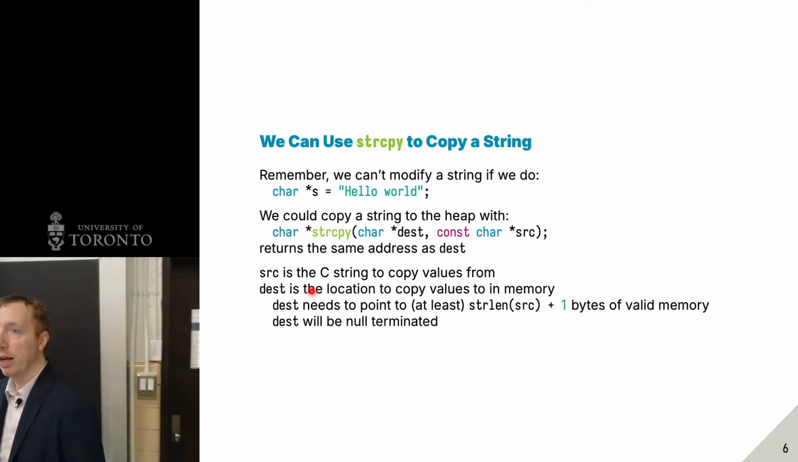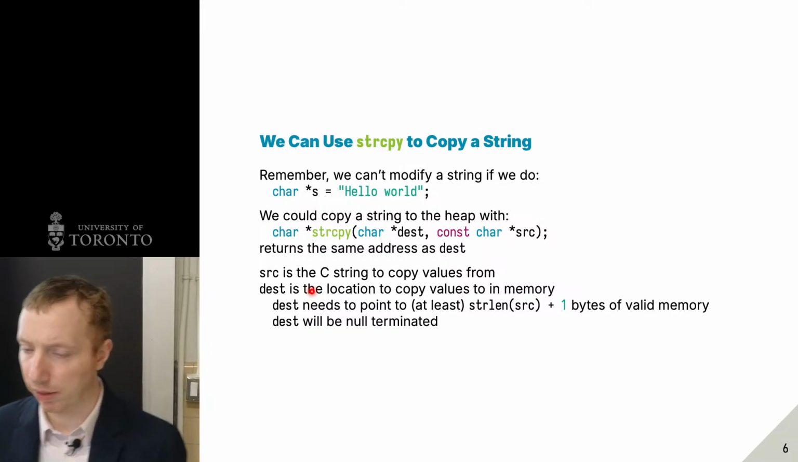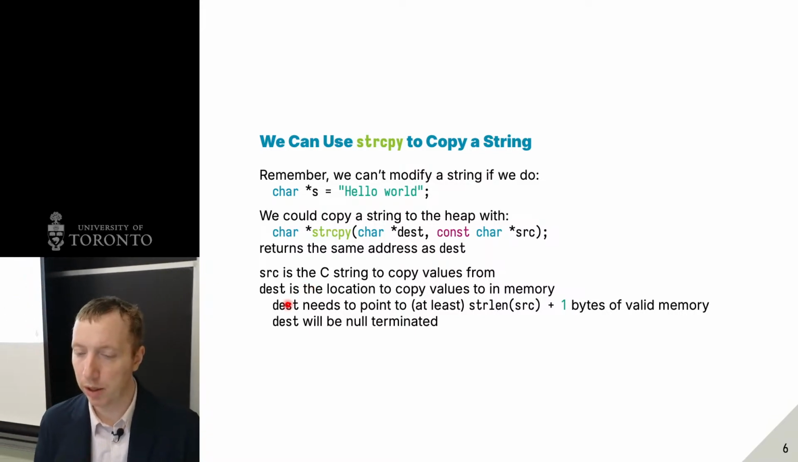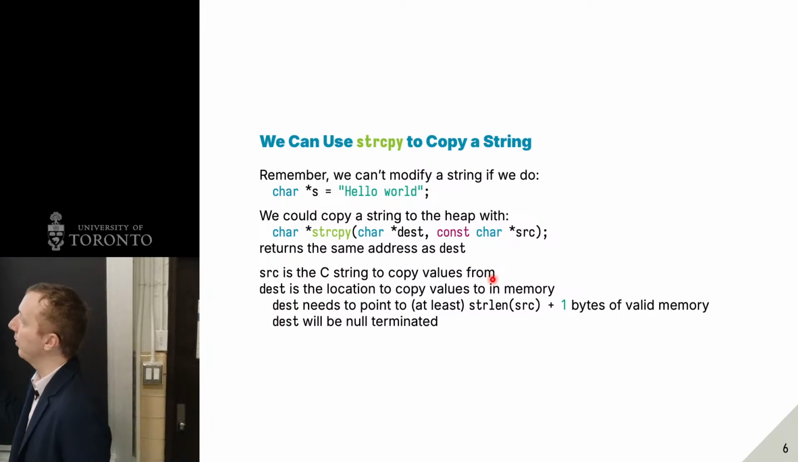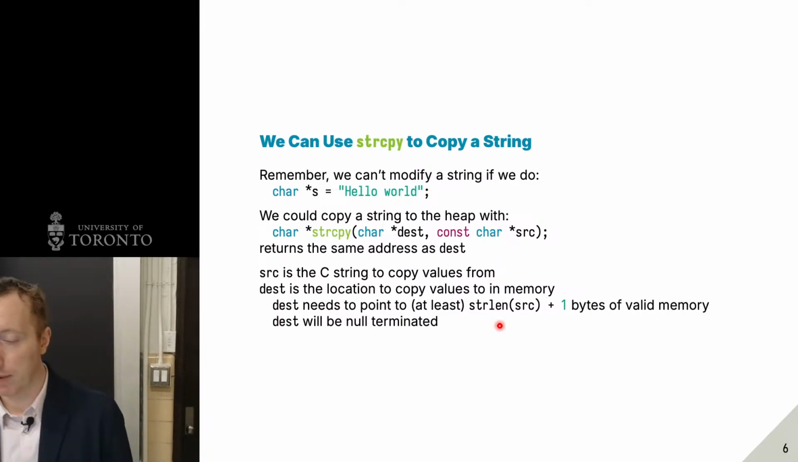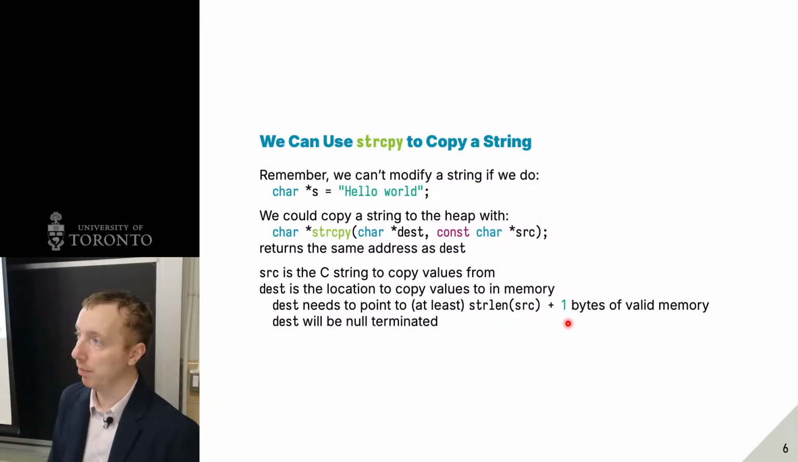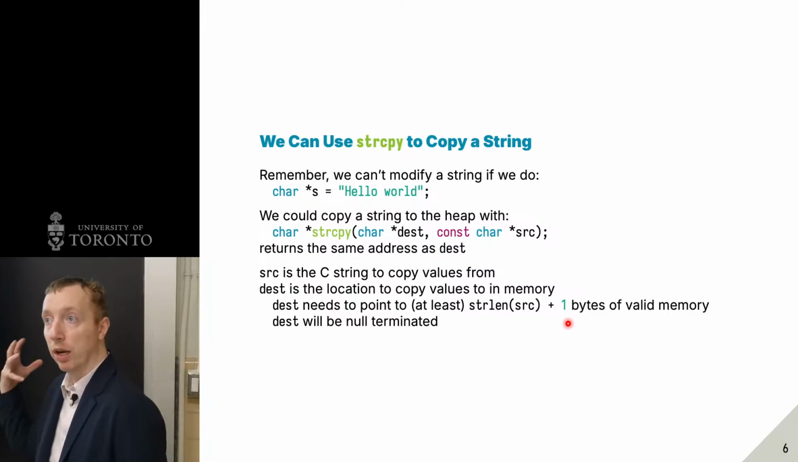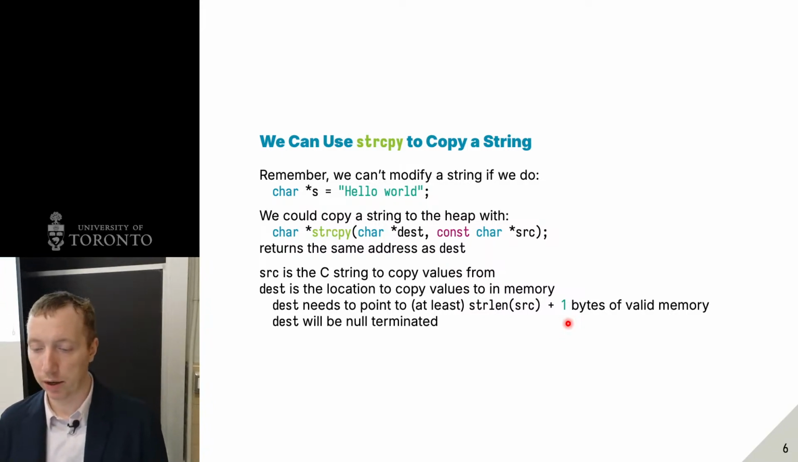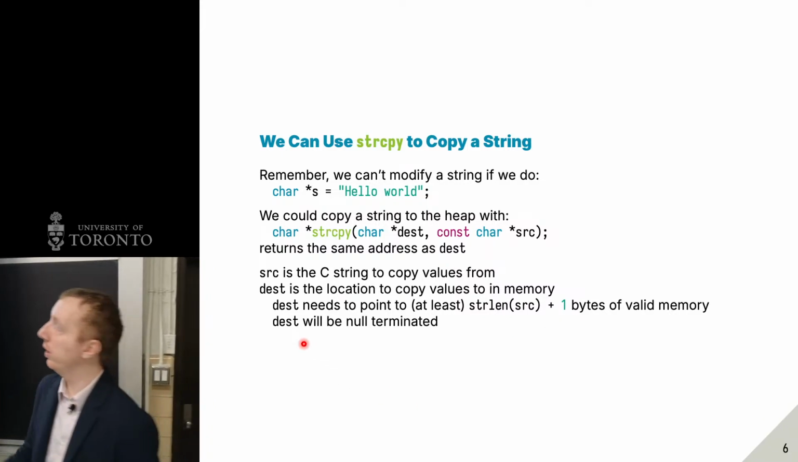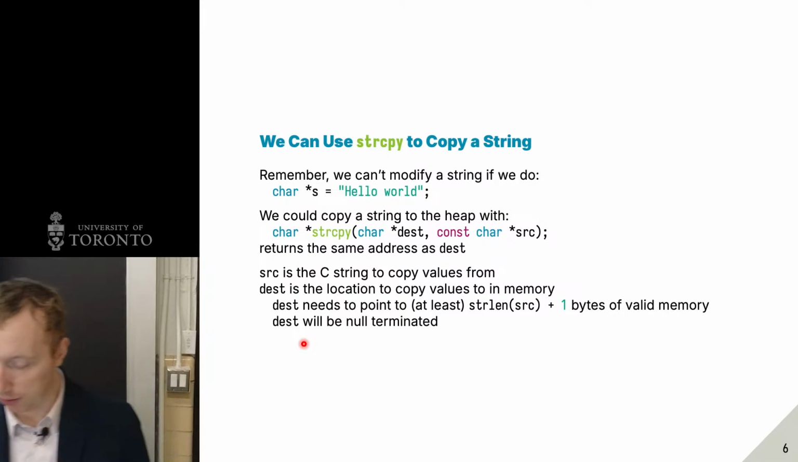So it could be malloced. You could allocate it on the stack if you wanted to. It doesn't matter. The only rule here is that dest needs to point to at least strlen of the source plus 1 bytes of valid memory. So it has to be able to hold the contents of a string plus the null character. And dest will be null terminated when we use this function.